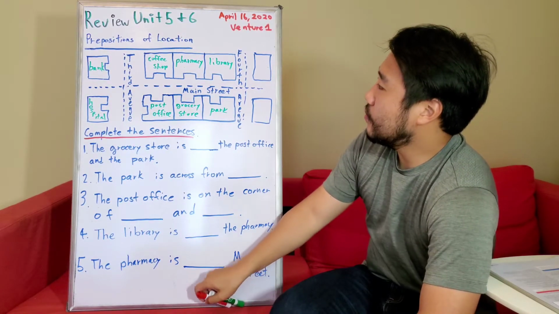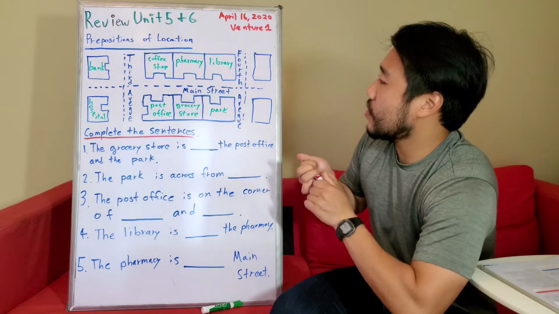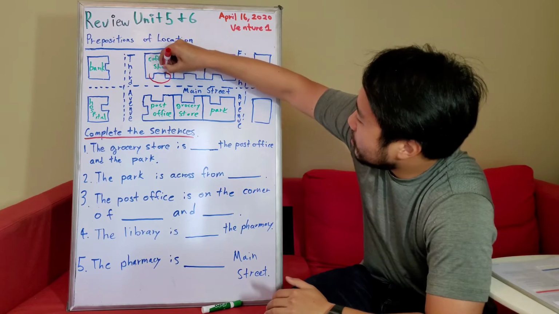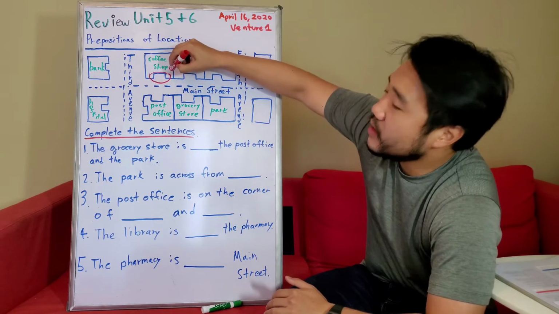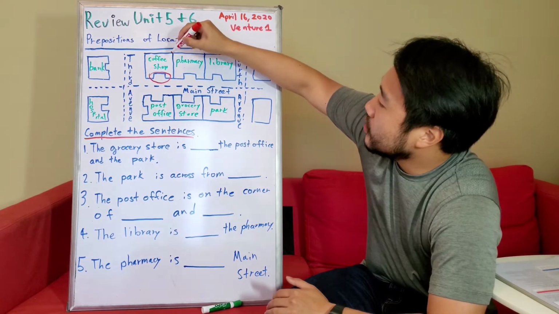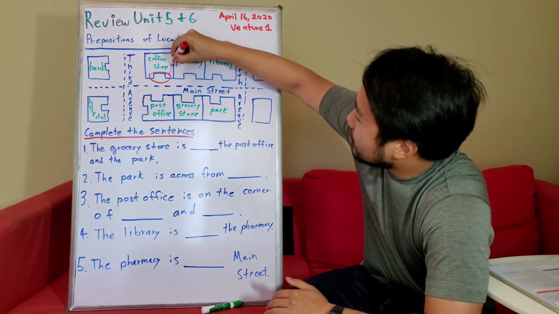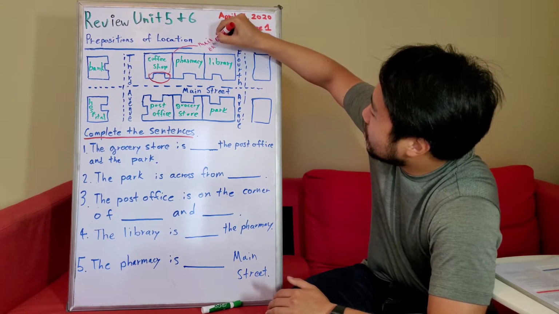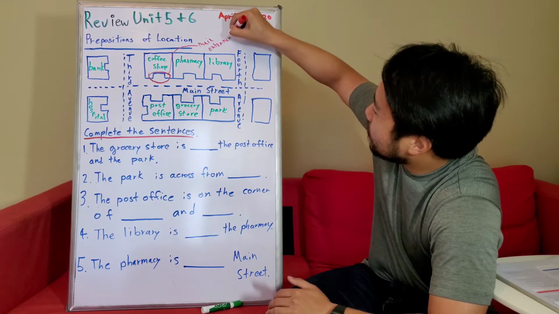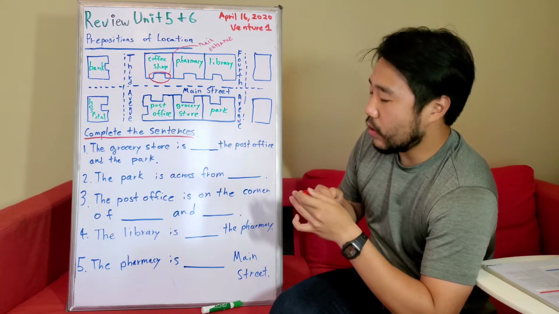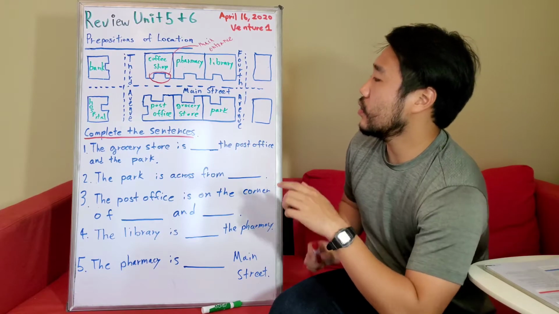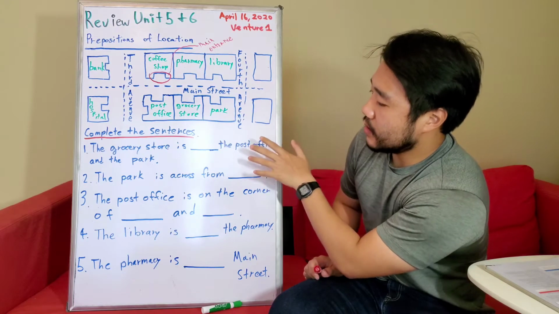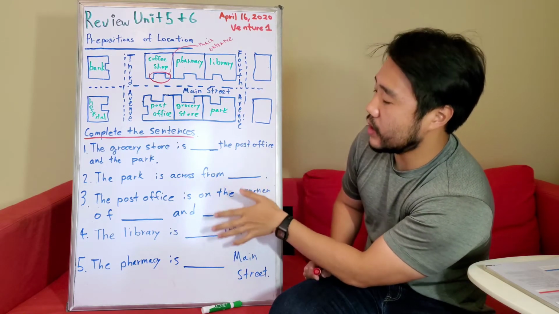One more thing to mention is that, do you see how it's drawn like this right here? This is an indication of the main entrance, okay? Main entrance. So what I want you to do is look at the map and then complete the sentences here, 5 sentences that I created.